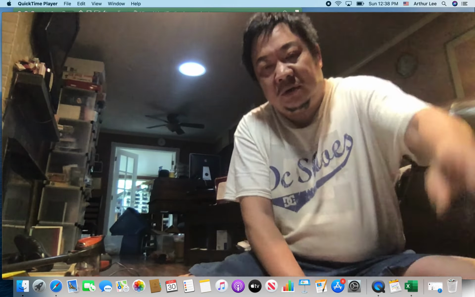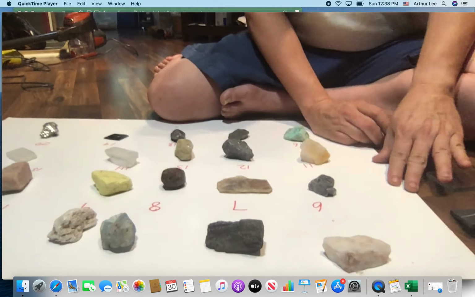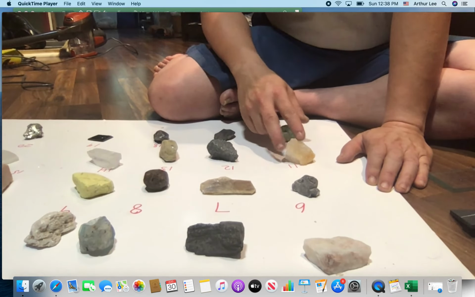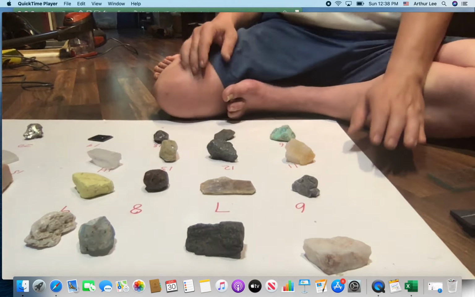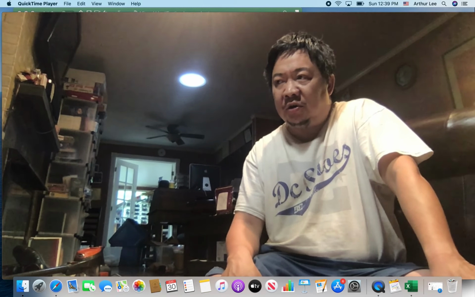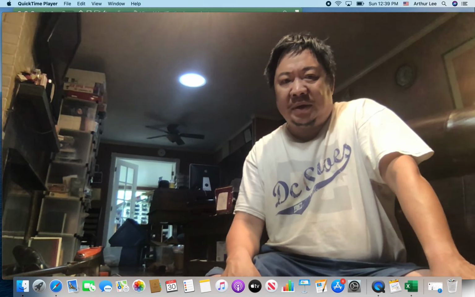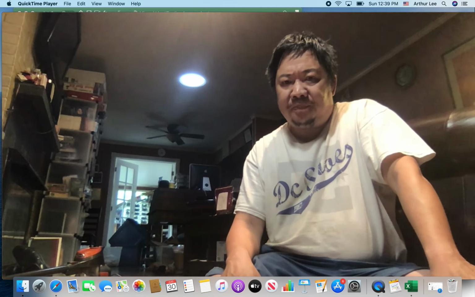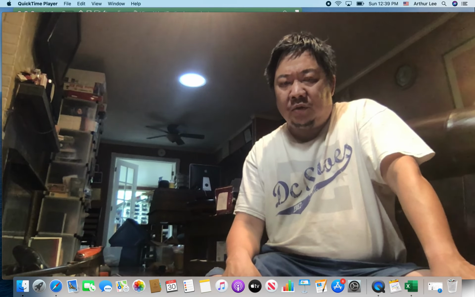Also, when you're looking at these 20 minerals here, you could set up a Zoom call with me if you're having problems figuring out these minerals or filling out the chart, or you could text me. So that's it for today.